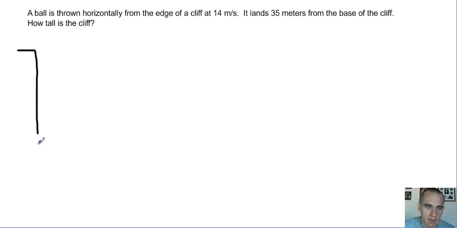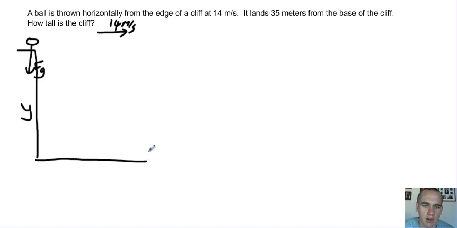So I've got my cliff. It's some meters high, y, and there's a ball that's thrown from the top of it. And the ball is thrown horizontally to the right at 14 meters per second. Now, a free body diagram shows me all the forces. There's only one force acting on the ball. It's the force due to gravity. Yes, there was a force required to throw it, but now that it's been released, the only force acting on it is gravity.